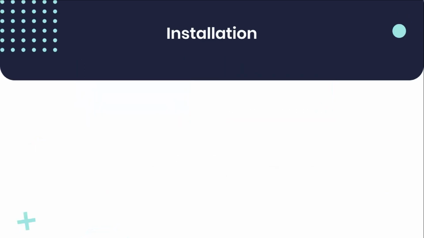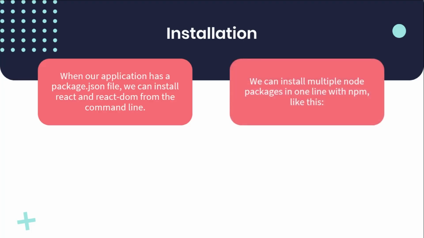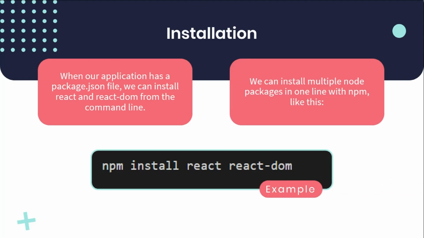And you might be wondering why we should use a CDN when we have npm to install node packages such as React. When our application has a package.json file, we can install React and React DOM from the command line. The requirement is that the folder is initialized as an npm project using npm init -y with a package.json file. We can install multiple node packages in one line with npm like this. This approach is often used to add React to an existing application that is managed with npm.